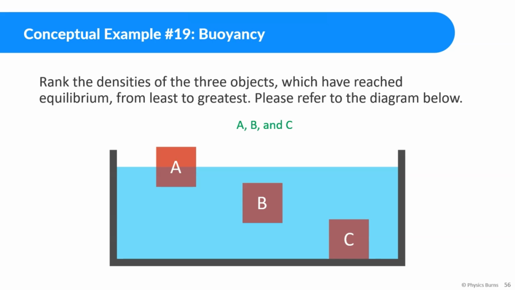We have A, B, C. And we should know that this is the least dense because it is floating. The second one over here, if it's floating kind of in the water, what that means is the buoyancy is exactly the same. So this has the same exact density as water, or whatever this fluid is. And since this one has sunk to the ground, that means that it is more dense than the water.